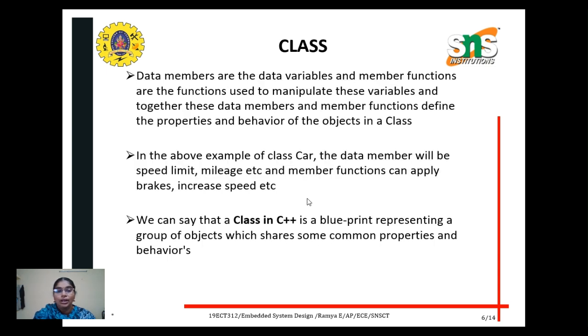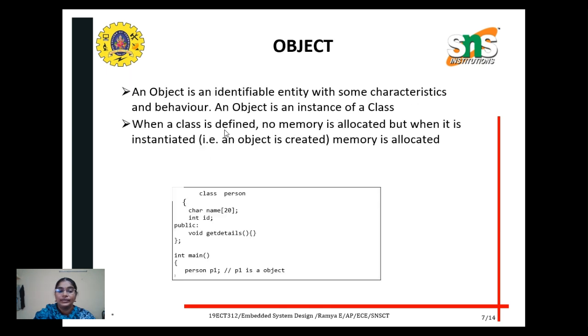Okay. So data members are the data variables and the member functions are the functions used to manipulate these variables, and together these data members and member functions define the properties and the behavior of the object in the class. In the above example of the class car, the data member will be speed limit, and functions like increase. We can say that a class in C++ is a blueprint representing a group of objects which share a common name, properties and behavior.